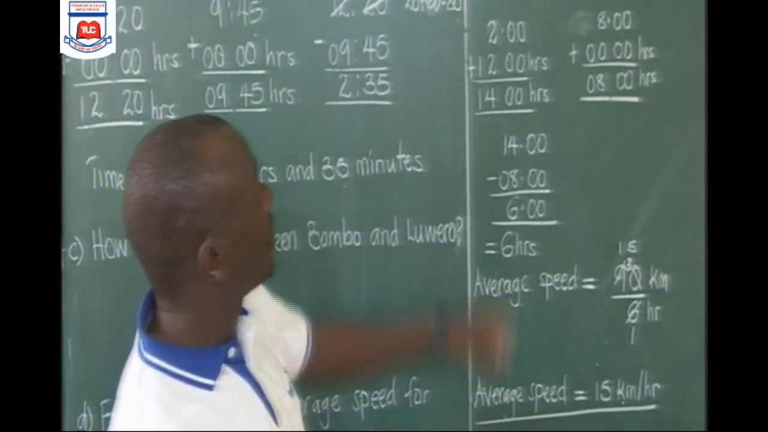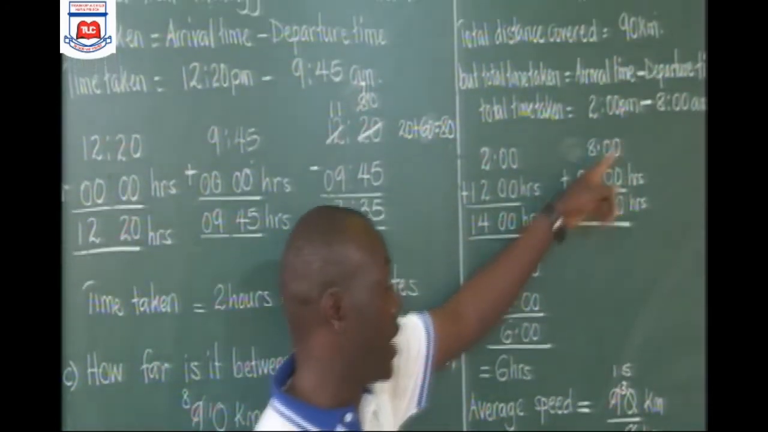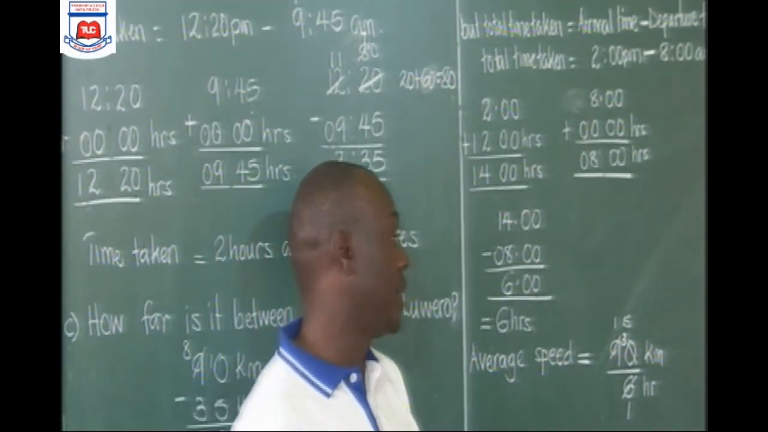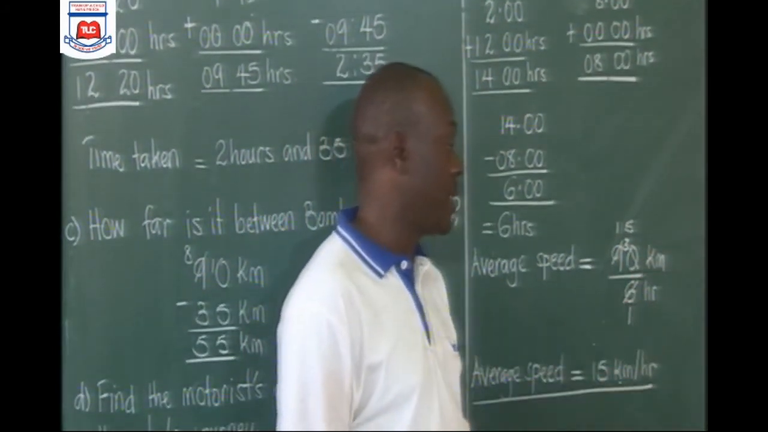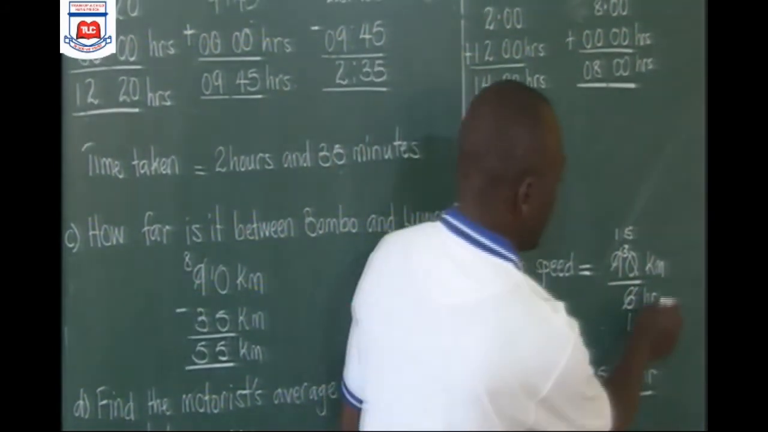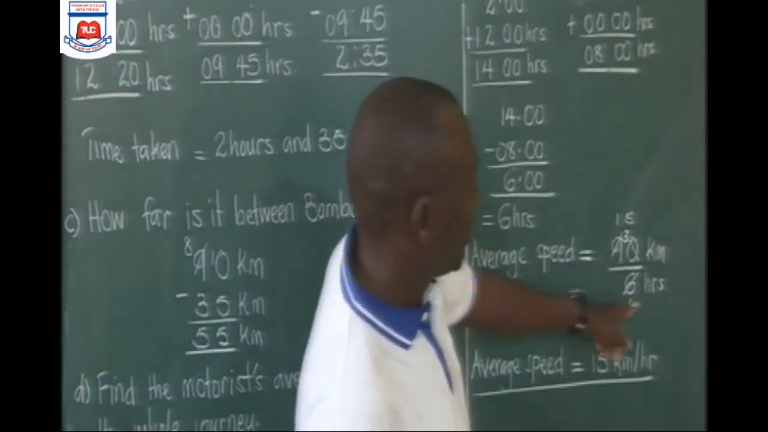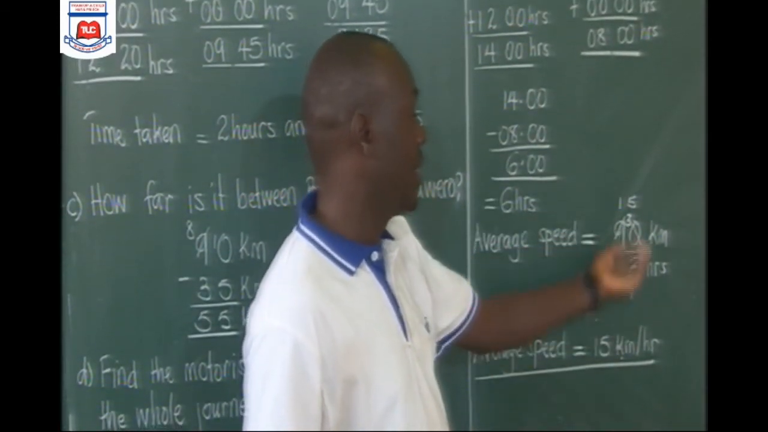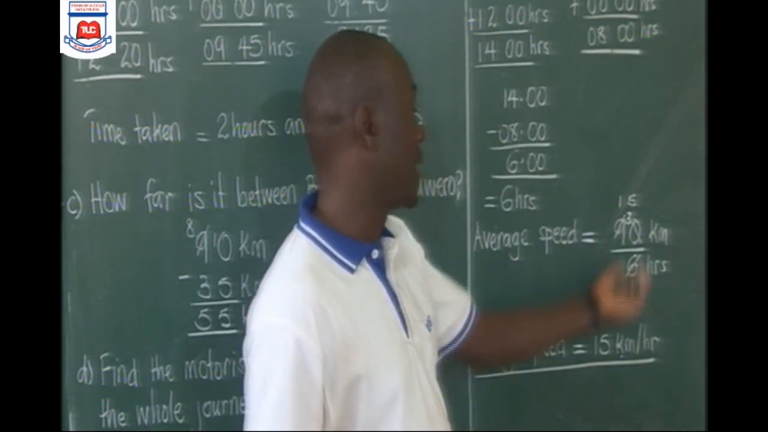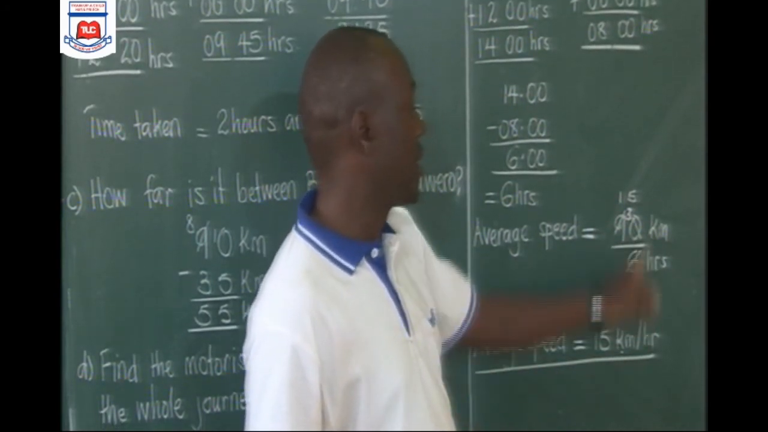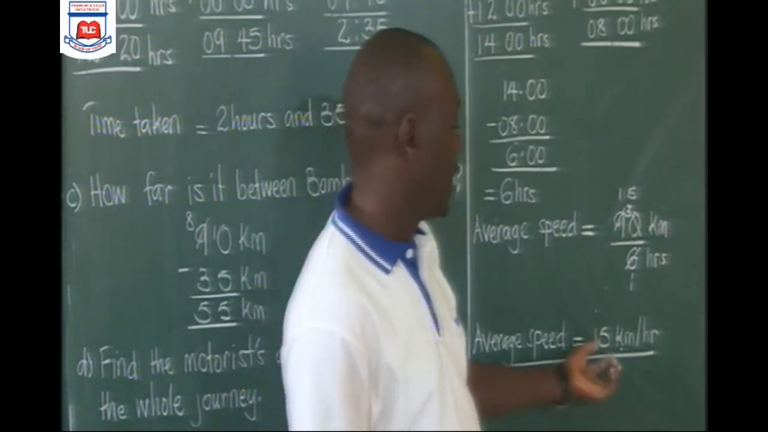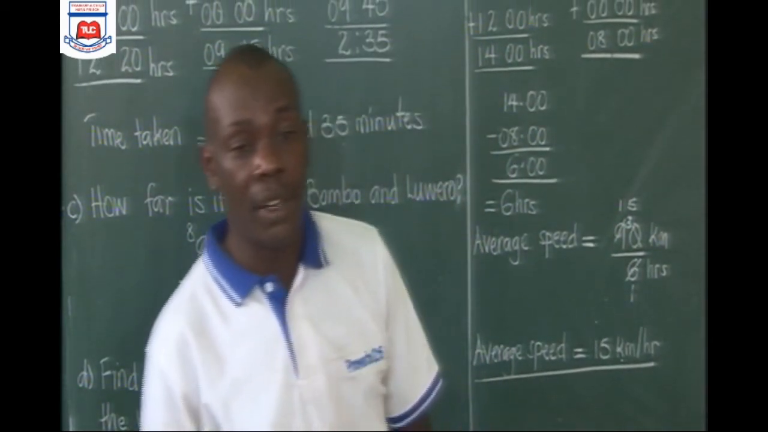And now that road distance covered is 90 kilometers, total time taken is 6 hours, then average speed can be found by dividing 90 kilometers by 6 hours. 9 divided by 6 is 1, remainder 3, which is next to 0 to get 30, divided by 6 gets 5, and therefore average speed is 15 kilometers every hour.